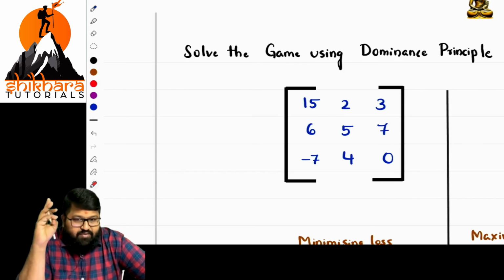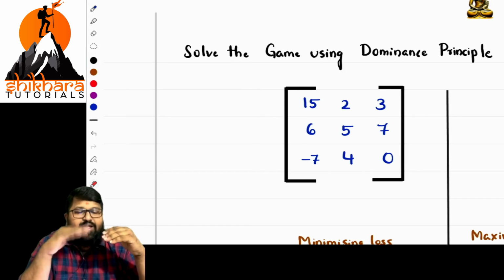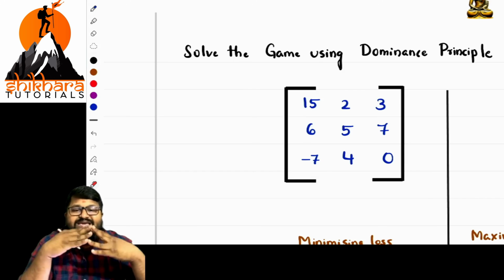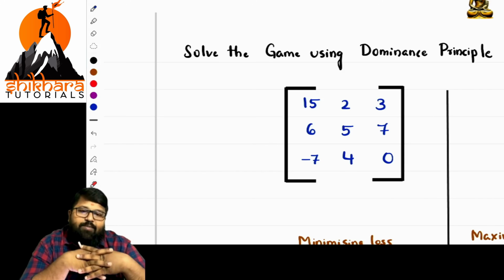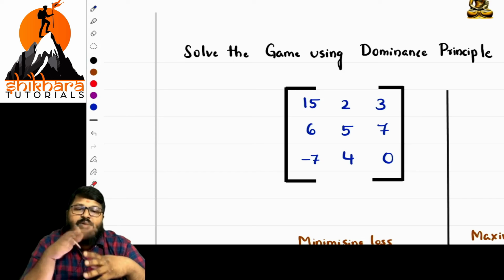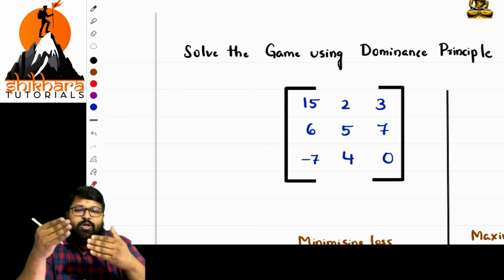So basically, what are the rules? In the case of rows, identify the row with the least values and eliminate it. In the case of columns, identify the column with the highest value and eliminate it. By eliminating, you repeat the process until you reach a 2 by 2 matrix.